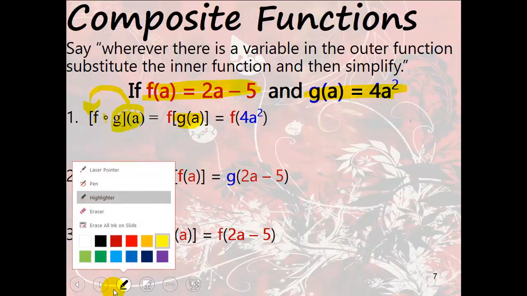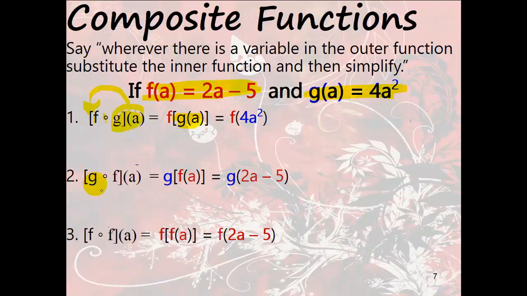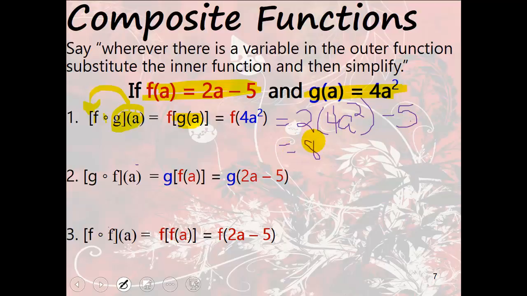So I get 2 times 4a squared minus 5. That gives me 8a squared minus 5. That's f of g of a.